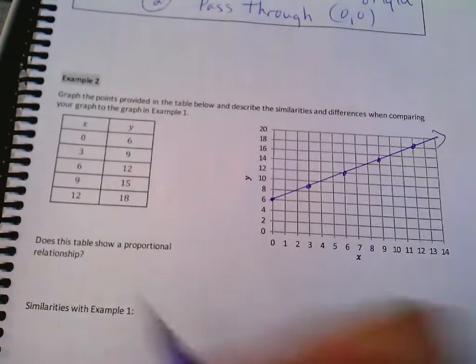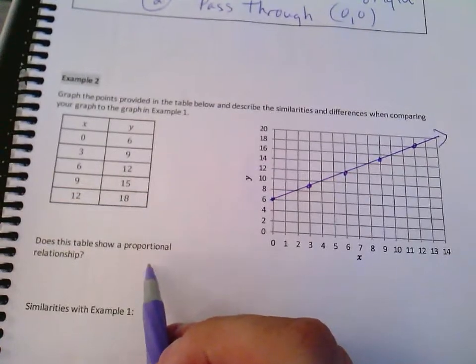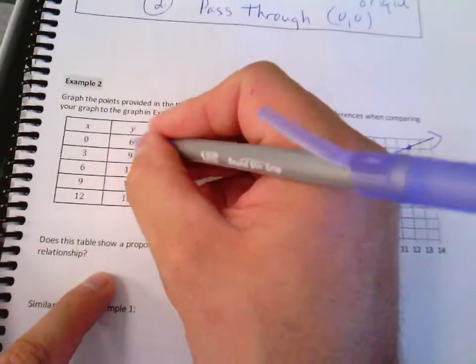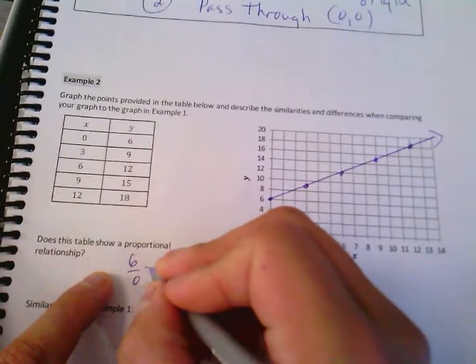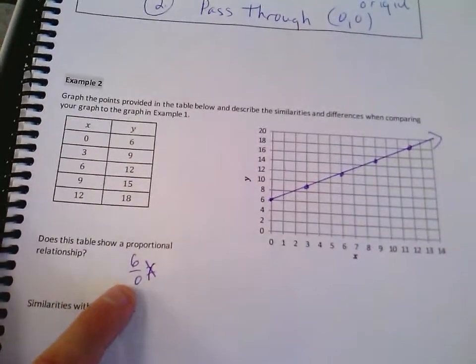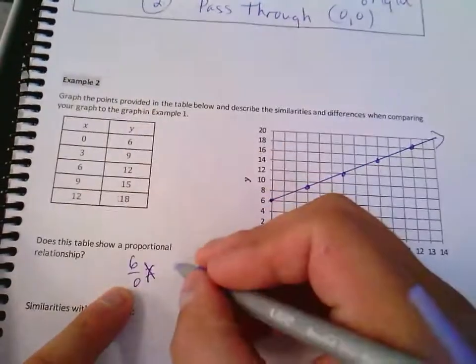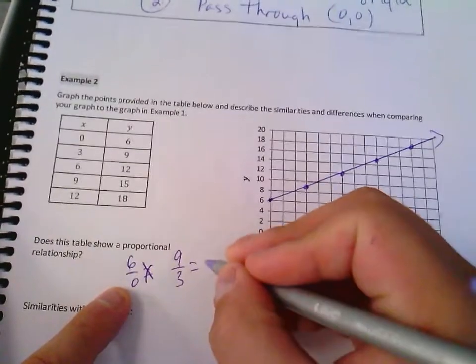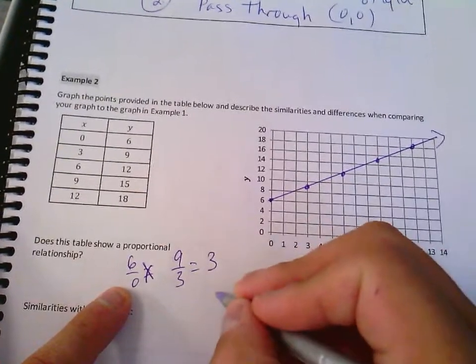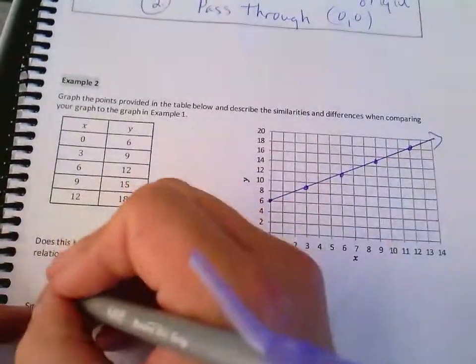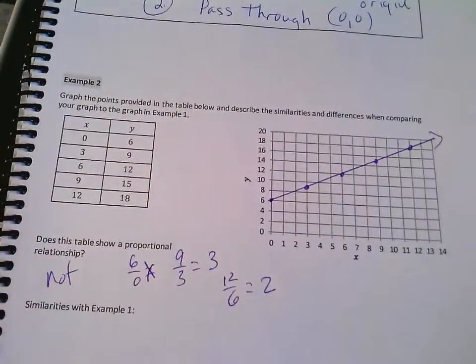All right, hopefully that's what you've got. All right, so another question is, does this table show a proportional relationship? Do they have the same unit rate? Well, if I start here in 6 divided by 0. You can't divide a number by 0. Right? But even if you went to the next one and you did 9 divided by 3, 9 divided by 3 is equal to 3. But then when you do 12 divided by 6, it's equal to 2. It's not proportional because they don't have the same unit rate.